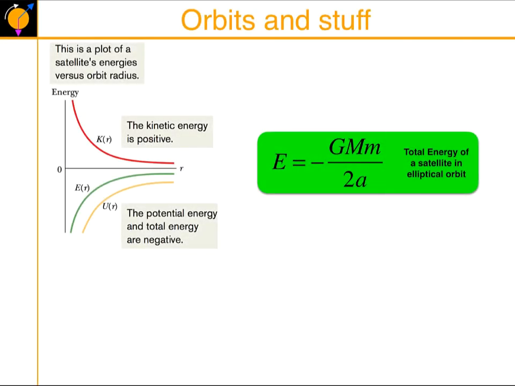And here's a plot of all three of those things. There's the kinetic energy. As it's moving closer, it's moving faster, so it has more kinetic energy as it's orbiting closer to the surface of the planet. The total energy here is the sum of this potential energy plus this kinetic energy.